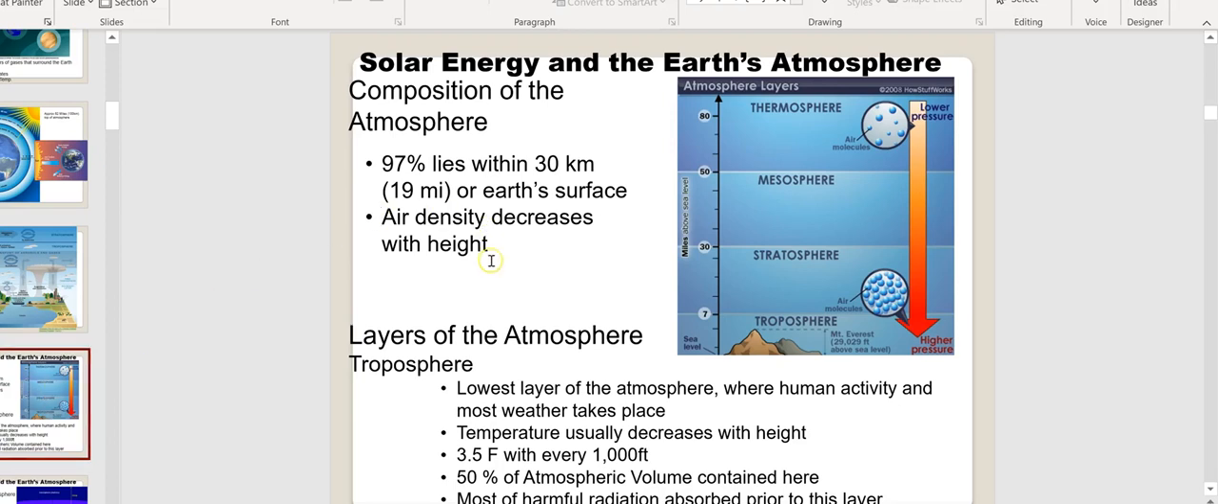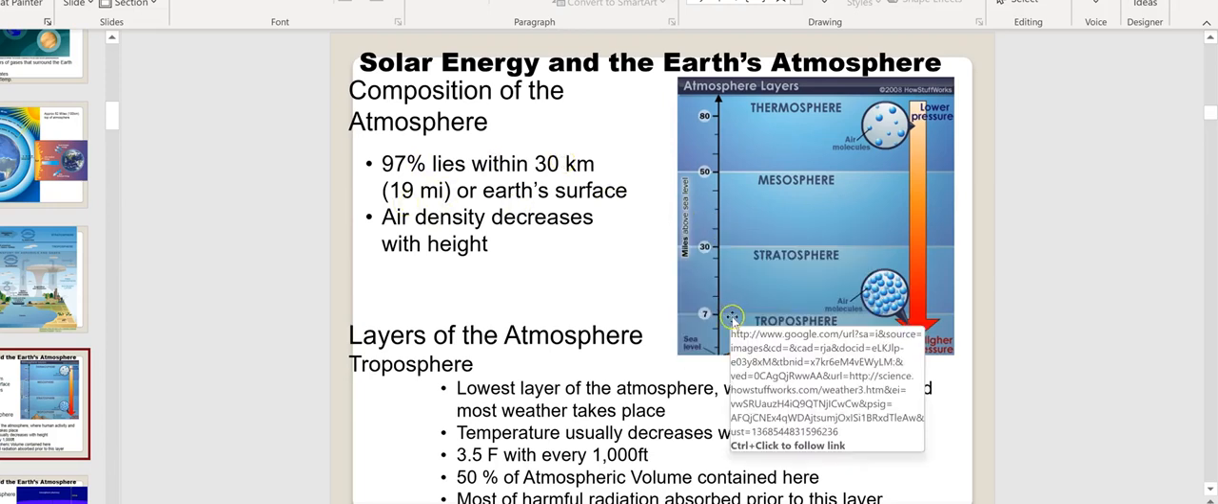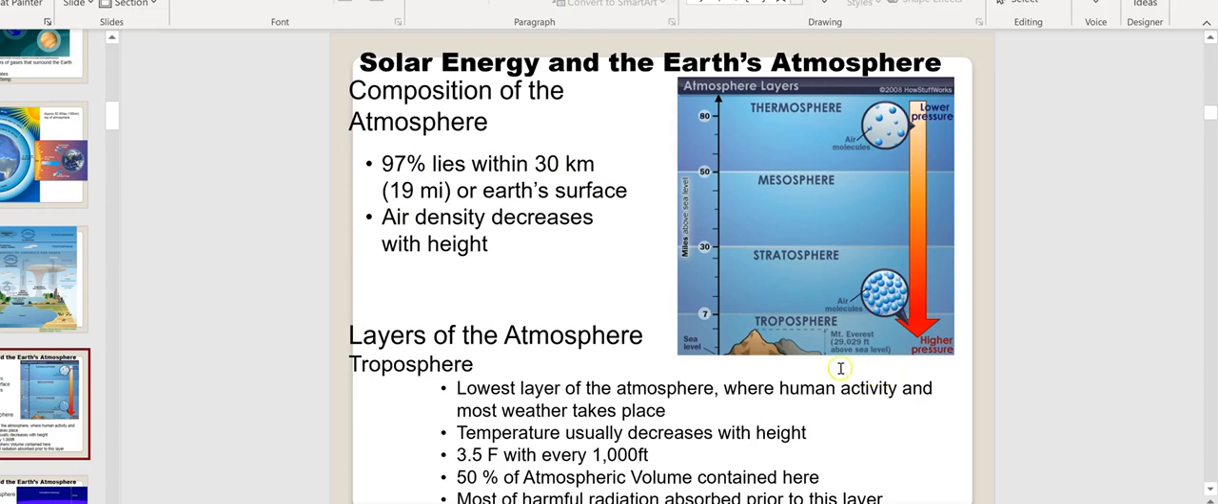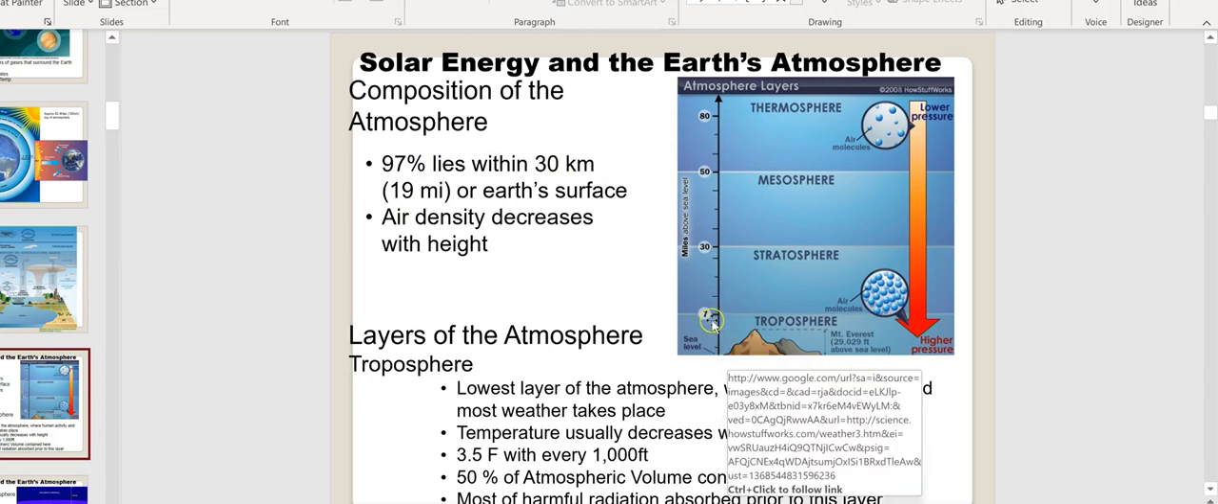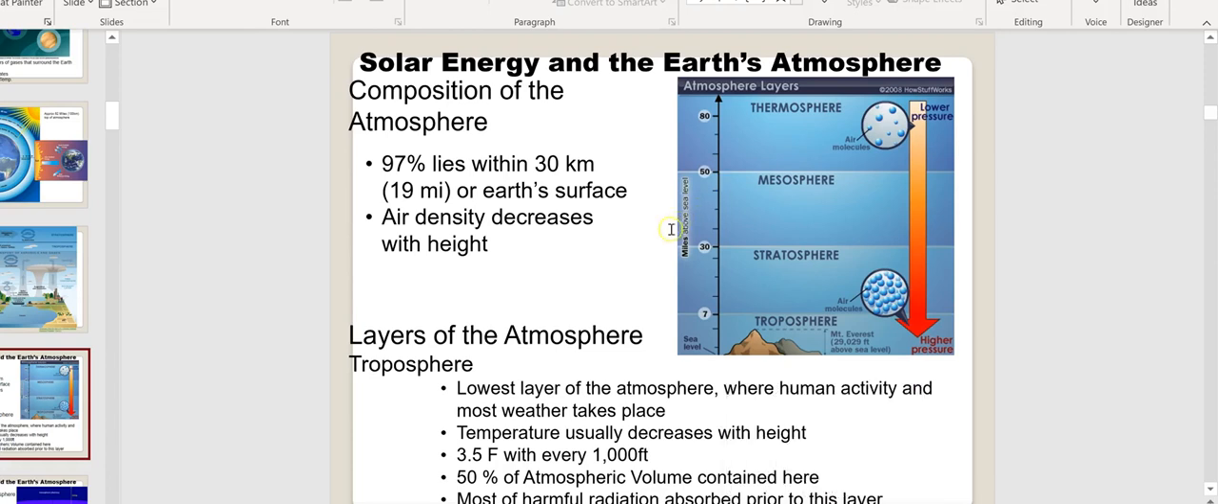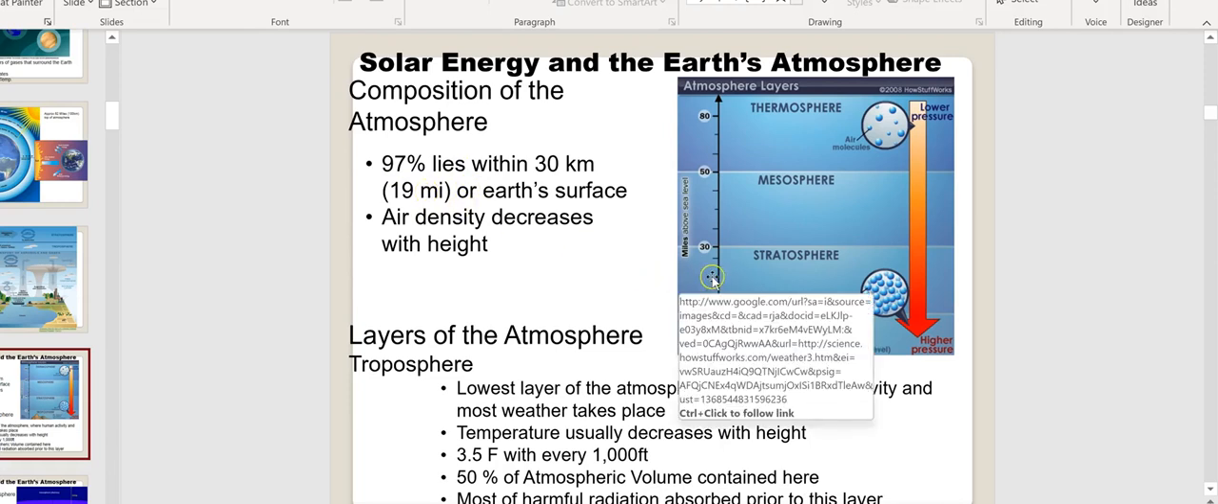Some of the most important facts about the composition of the atmosphere is that most of the content of the atmosphere, 97% of it, is within 30 kilometers or 19 miles of the Earth's surface. So here, for example, we have a chart that goes through miles. So we've got 7 miles, 30 miles, 50 miles above sea level. Okay, so 97% of our atmosphere is within 19 miles. So that brings us to about here.